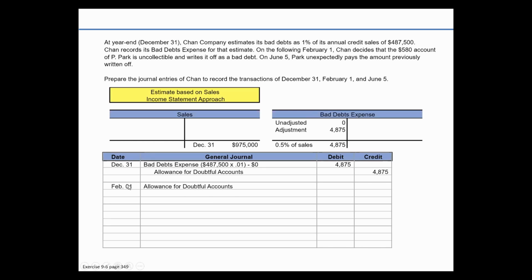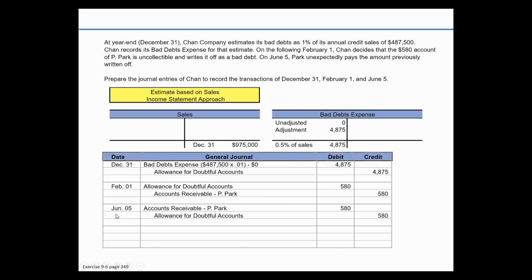And then on February the 1st, we are then going to write off the $580 account from P. Parker. So we would debit the allowance for doubtful accounts, $580, and then we would credit the subsidiary account for accounts receivable, P. Parker, for $580. And then when P. Parker pays, we would debit the accounts receivable P. Parker for $580, and we would credit the allowance for doubtful accounts $580.